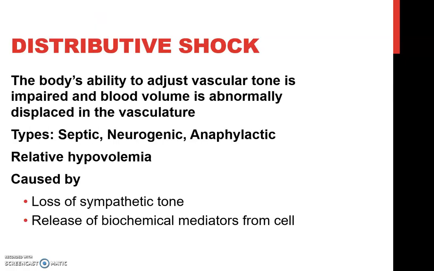Let's talk about distributive shock. This is when the body's ability to adjust vascular tone is impaired and blood volume is abnormally displaced, meaning that the vascular tone is unable to constrict, and we have massive vasodilation, and the blood volume's displaced out in the extremities and doesn't make it to the core circulation. There's three types of distributive shock: septic, neurogenic, and anaphylactic.